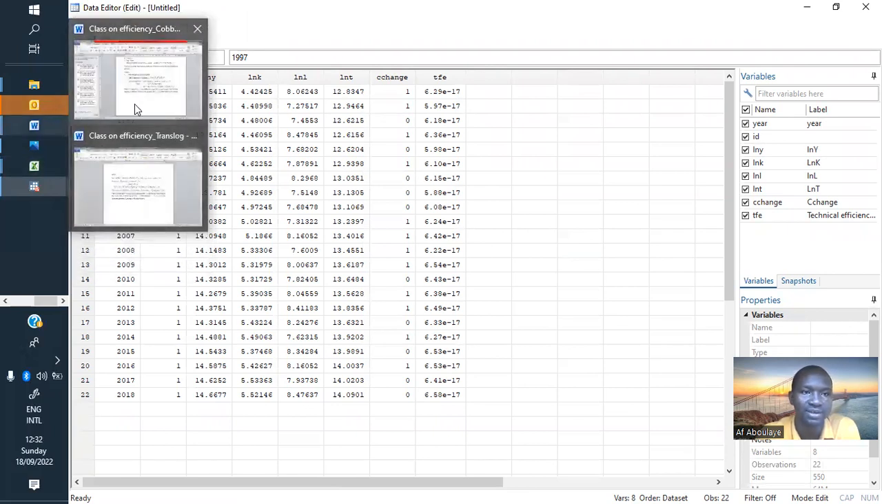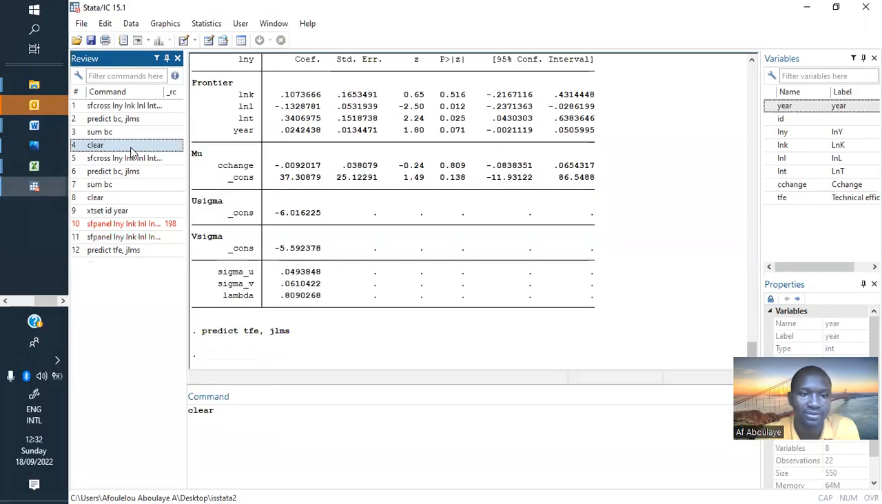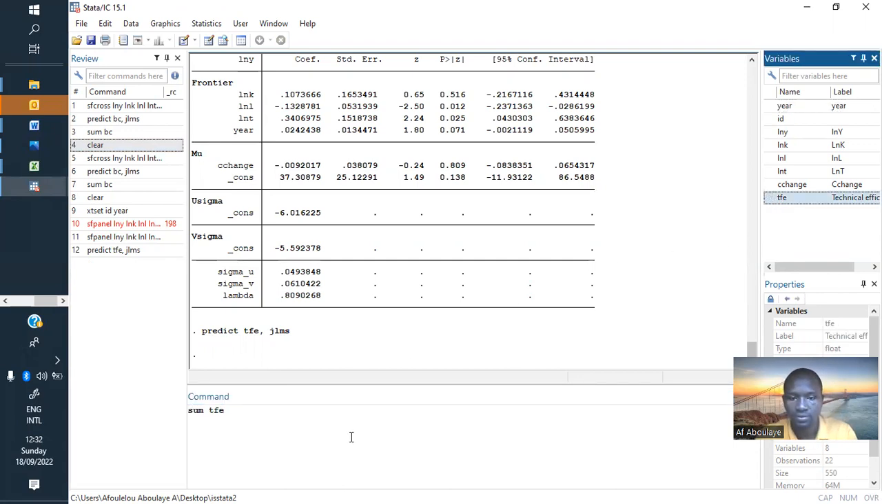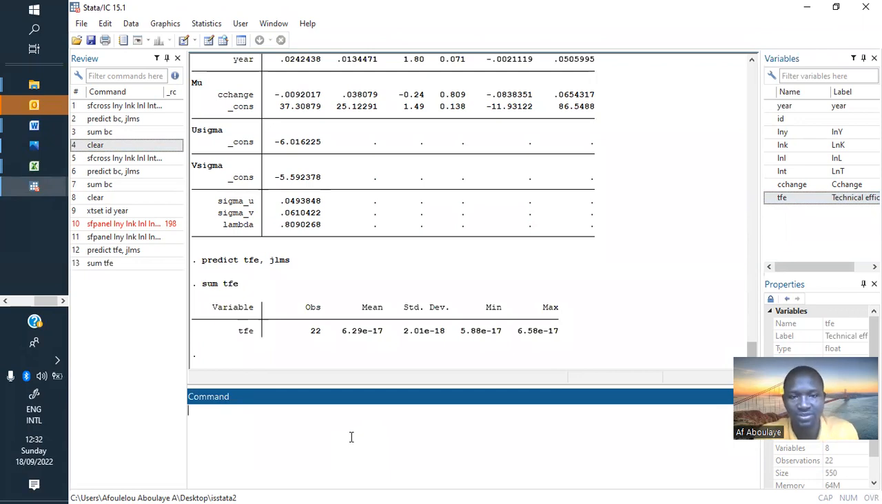Let's go back and summarize and see that. Okay, the mean is very small. Let's say that the technical efficiency scores are between 0 and 1. When it is 1, that means the farm is totally efficient. When it is 0, it is totally inefficient. For scores closer to 0, we are seeing that the farm is inefficient. But when closer to 1, we can see that the farm is efficient.